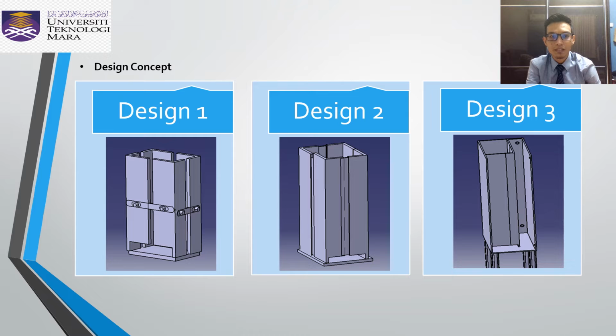First design, the size of the inventory can be adjusted through a bar slot. Second design, the size inside the inventory can be adjusted through a surface slot. And third design, the size inside the inventory can be adjusted through a partition.